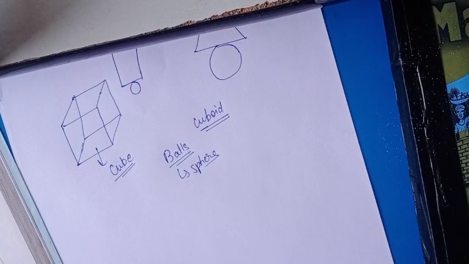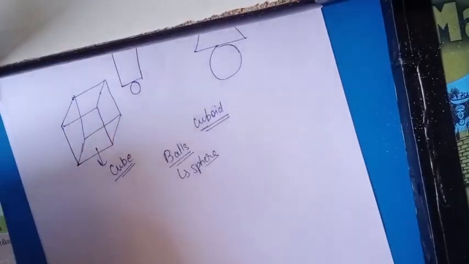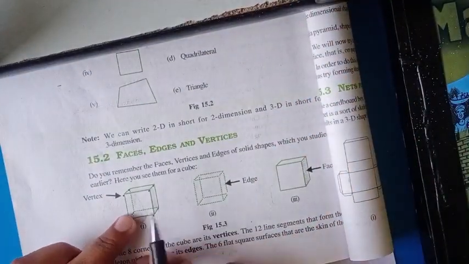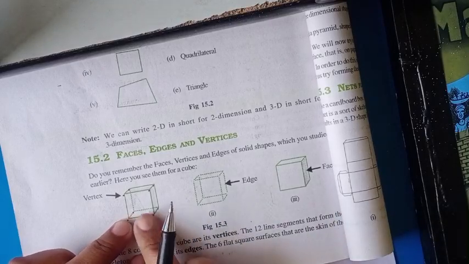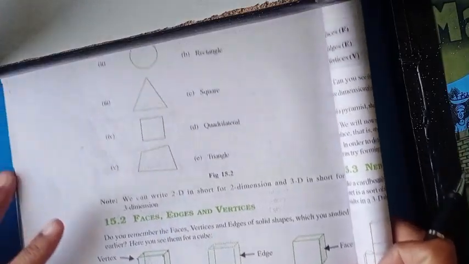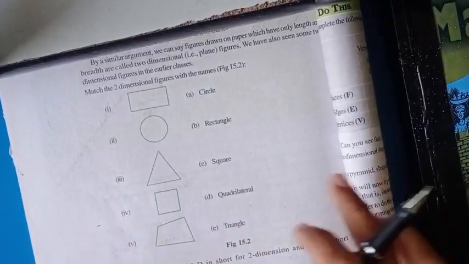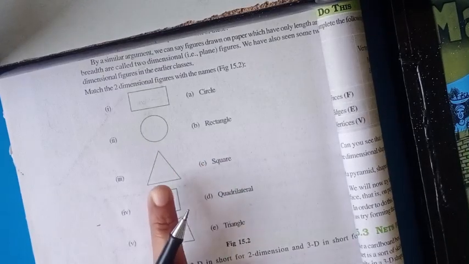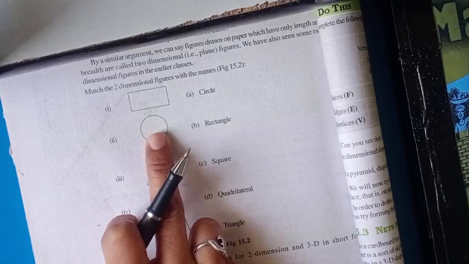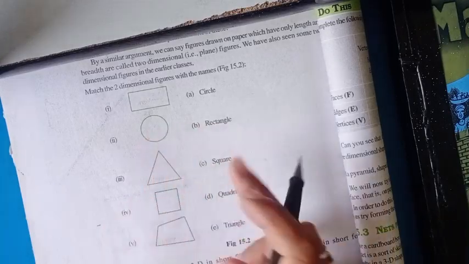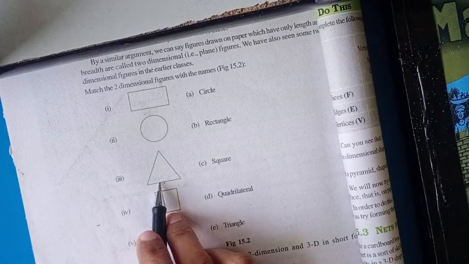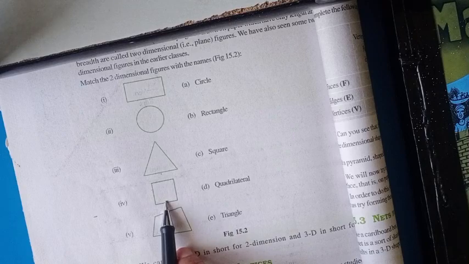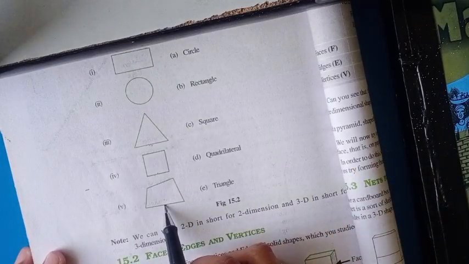Now I will show you a book. This is what we have discussed, this figure. This figure is a 3D shape, and this is a 2D shape. This is a rectangle. What we call this figure is a square. This is not a square, this is a circle, and this, you all know, is a rectangle, and what we call this shape is a square. Now what is the shape of this?